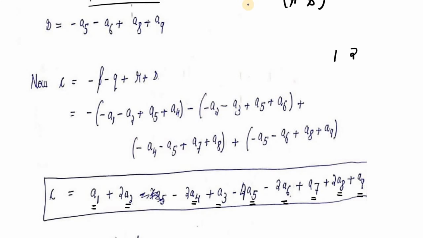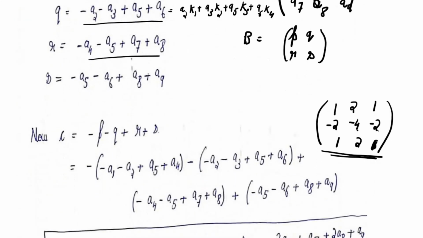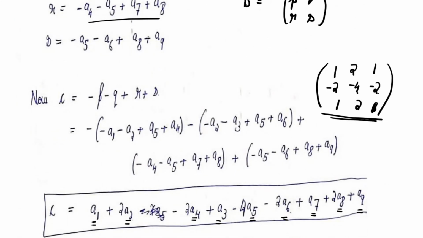This is for A1, this is for A2. Write the coefficient of A3 as 1. Look at the coefficient of A4, it is -2. For A5 it is -4. For A6 it is -2. A7 is 1, A8 is 2 and A9 is 1. Right. So we can say that if I consider a matrix like this and I do a dot product with A, I am going to get the value as C.